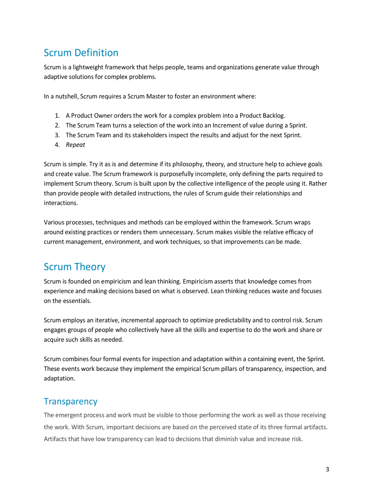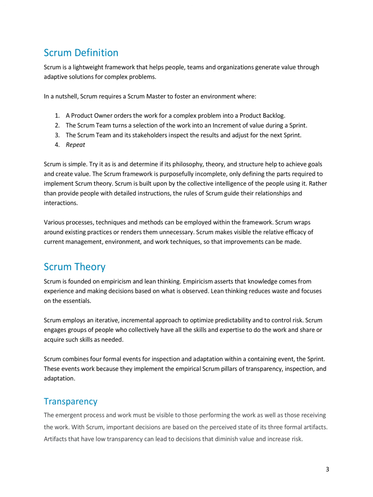Scrum Definition. Scrum is a lightweight framework that helps people, teams and organizations generate value through adaptive solutions for complex problems. In a nutshell, Scrum requires a Scrum Master to foster an environment where: 1. A product owner orders the work for a complex problem into a product backlog. 2. The Scrum team turns a selection of the work into an increment of value during a sprint. 3. The Scrum team and its stakeholders inspect the results and adjust for the next sprint. 4. Repeat.